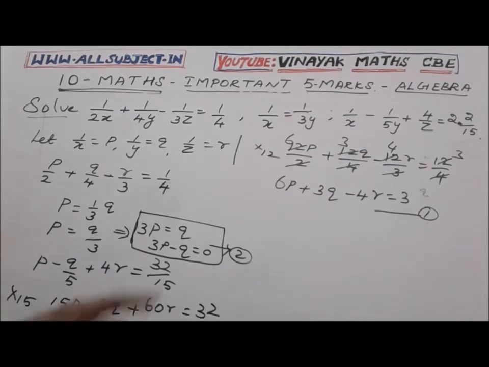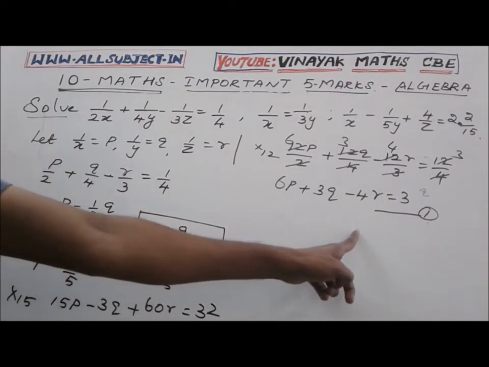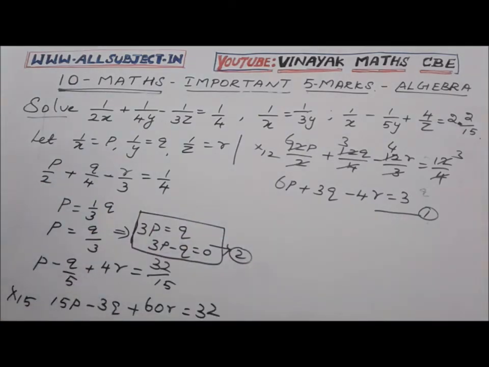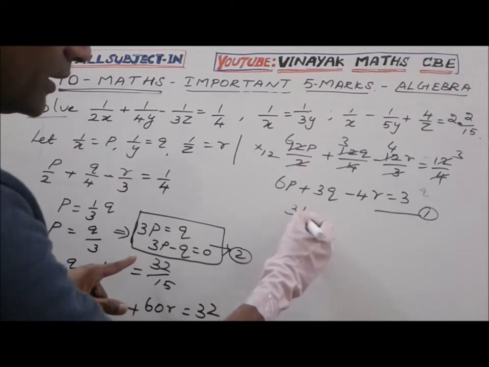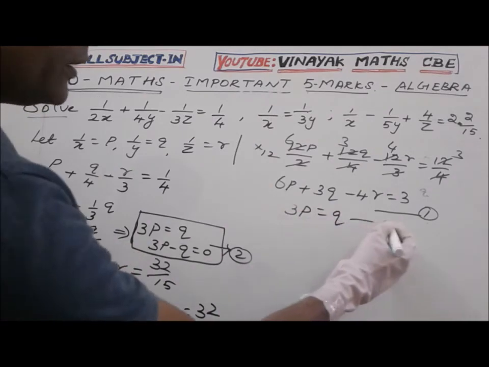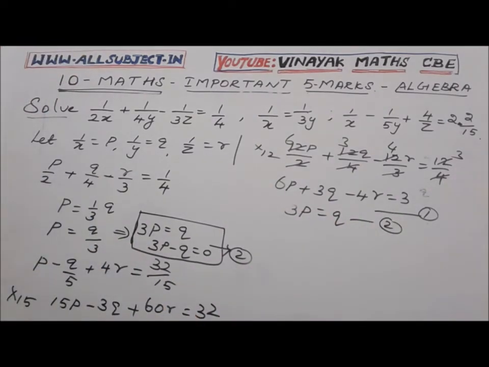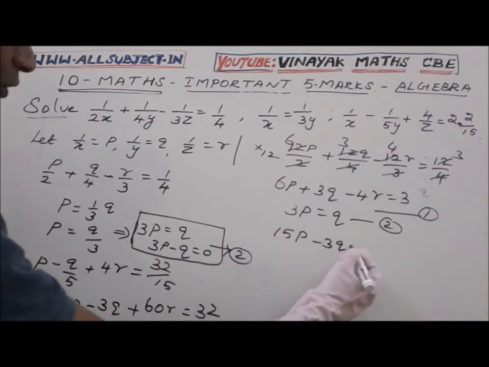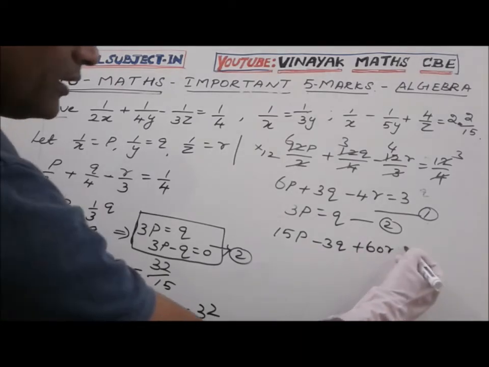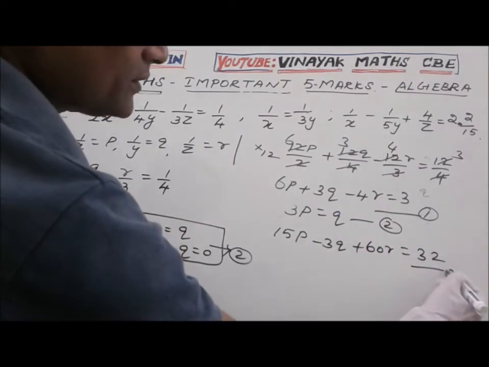So equation 1 is 6P plus 3Q minus 4R equal to 3. That is equation number 1. And equation number 2 is 3P equal to Q. Let it be equation number 2. And the third equation is 15P minus 3Q plus 60R equal to 32. This is equation number 3.